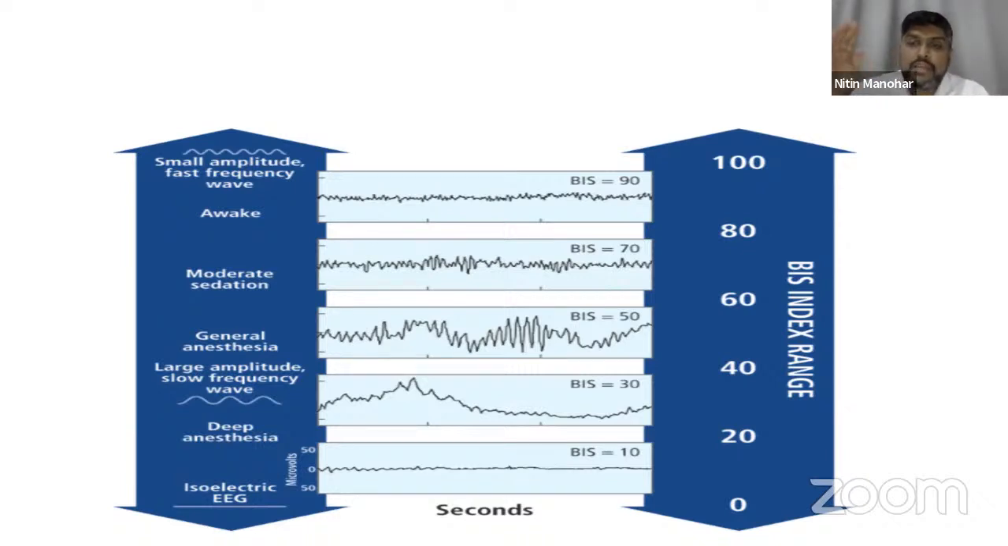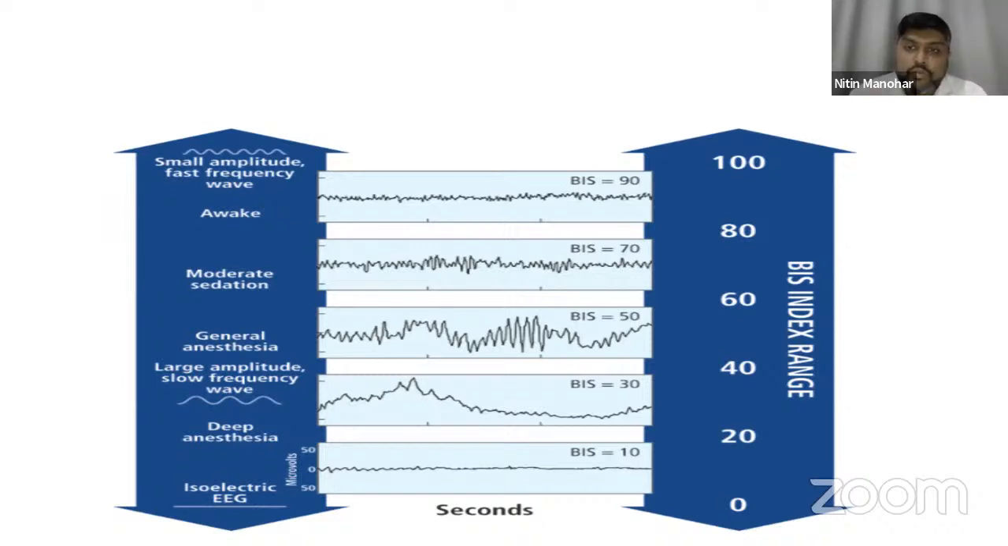Dr. Mukilan, just summarize each monitor and the target for each monitor, for the audience who is listening, trainees. So for SedLine, we use patient state index. The depth of anesthesia which is adequate for the surgery is between 25 to 50. And for BIS monitor and the entropy, it's 40 to 60.